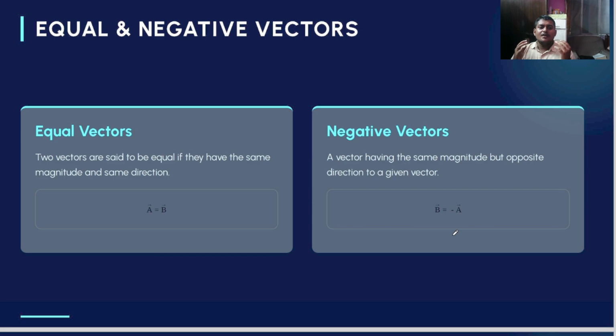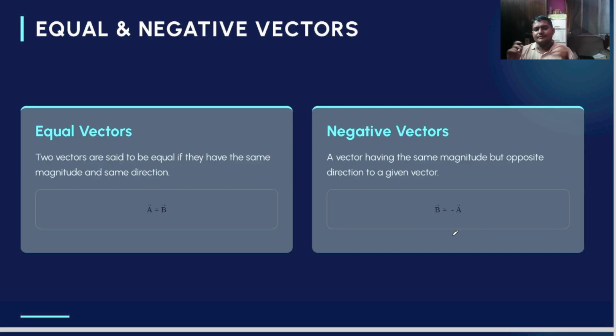Now, what are equal and negative vectors? Two vectors are said to be equal if they have the same magnitude and same direction. For example, if I am taking two displacement vectors, the displacement done by me and my friend. We both displaced an object for 5 meters in the same direction. So here the magnitude and the direction are the same. So the displacement vector in both cases is an equal vector.